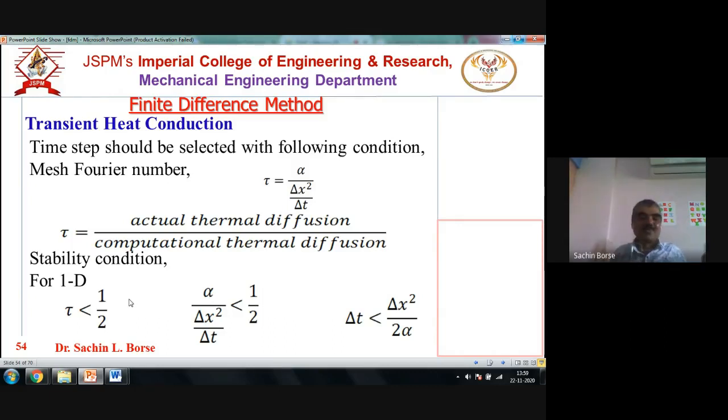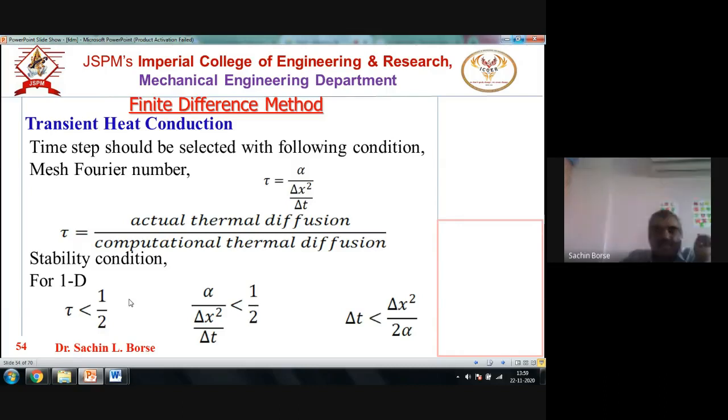Theoretically, if you want an accurate answer, your computational thermal diffusion should be faster than the actual thermal diffusion. Then your solution will be correct. That's why we have to select the tau, and select the time step in such a way that tau is less than half for 1D and less than 1 by 4 for 2D.